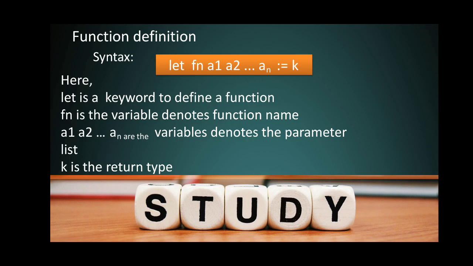This is the syntax for defining a function. let function name a1 a2 ... an equal to k. Here let is a keyword. Each function definition should begin with the let keyword. Followed by the let keyword, we need to type the function name. The function name is a variable name. And then type the parameters a1 to an. It may be a parameter without type or a parameter with type. If we mention the parameter with type, we should give it within parentheses. That is called function annotation. K is the return type.